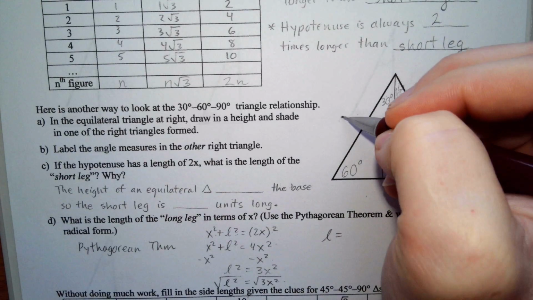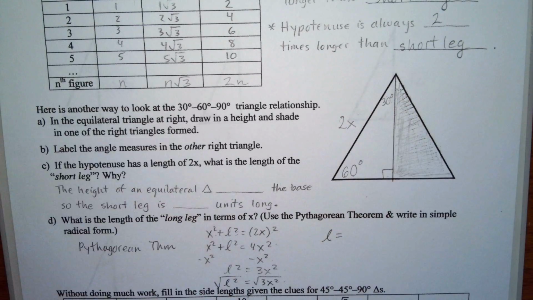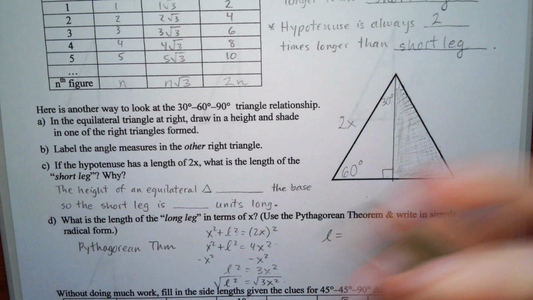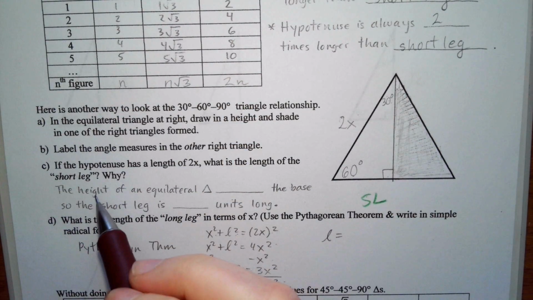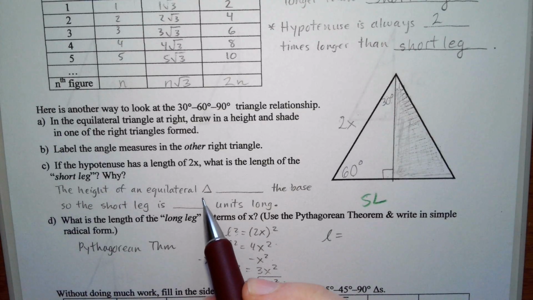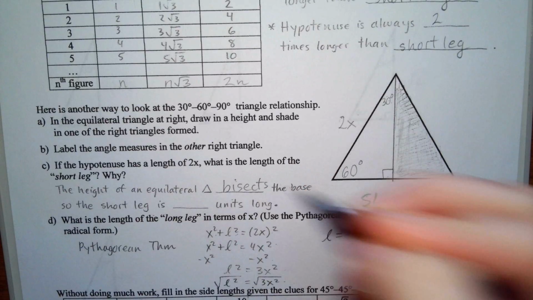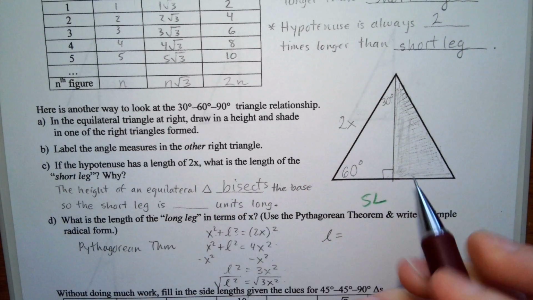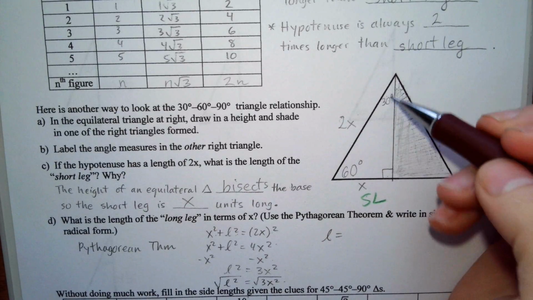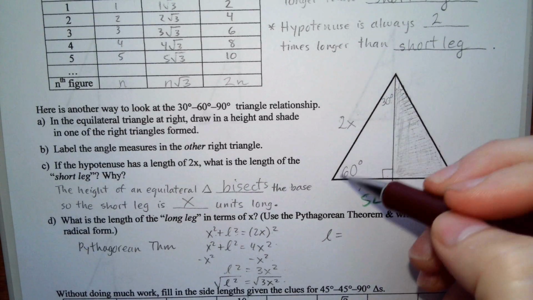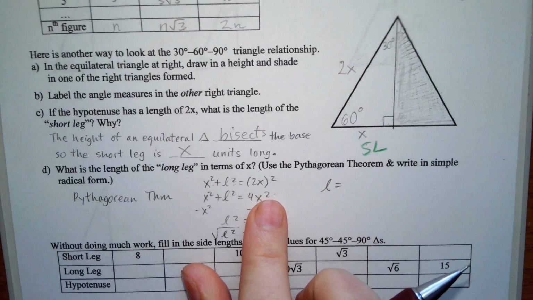Now, if the hypotenuse is 2x, then how long is the short leg? We have the short leg right here. We've previously learned that the height of an equilateral triangle bisects the base, so the short leg must be x units long. So we have a right triangle, and we know 2 sides of it, so we're going to use the Pythagorean theorem to find the third side, which I have started down below.